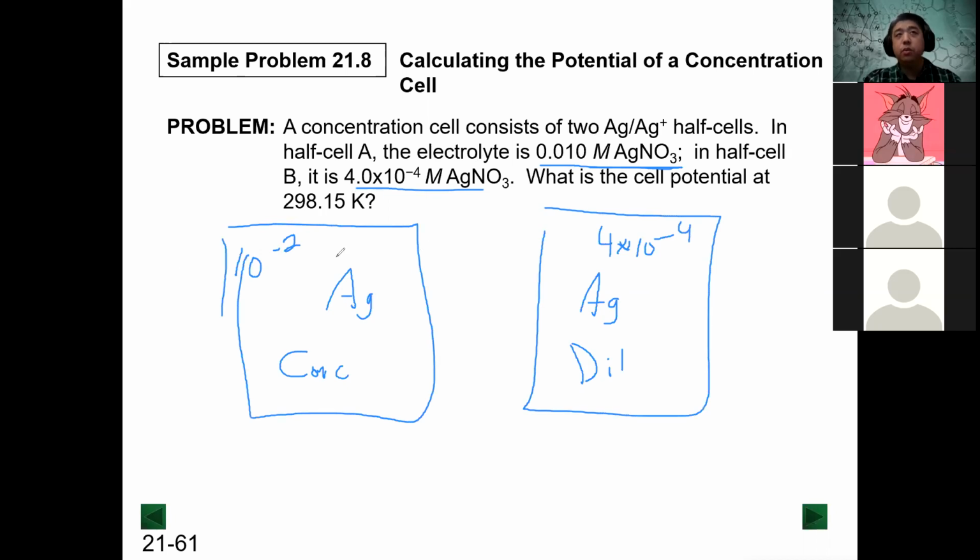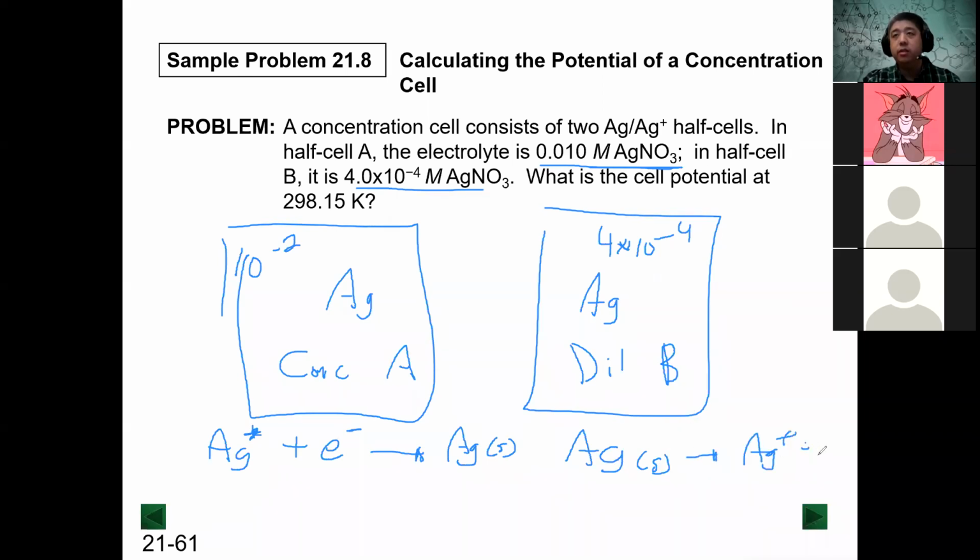And what's happening with this first one right here? They actually label it as A and B. So we'll call this one A and we'll call this one B. What's happening in the concentrated one is that the silver is going to change from the silver positive ion, right? It's going to receive electrons. And when it receives an electron, it's going to go ahead and form the silver solid. And on the other side, this one is diluted. So this one's going to take the silver solids that it has, in other words, the electrode, and break apart into silver ions. And this is going to keep happening on both sides. This is going to give away the electron. This is going to receive the electron. This is going to happen until both sides have the same concentration.